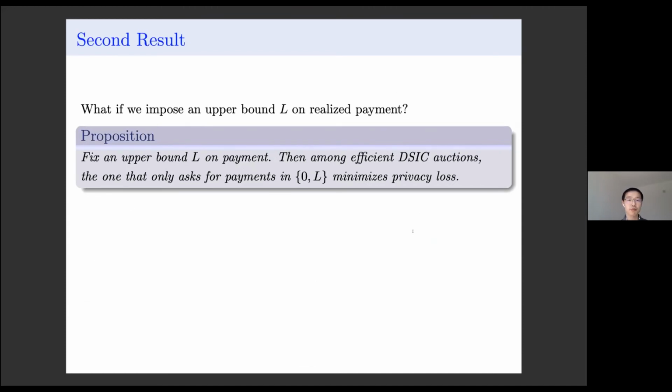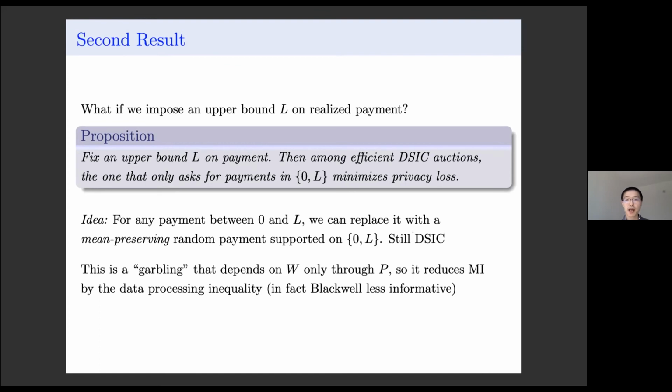Now, naturally, in light of the previous result, we might want to impose an upper bound on the realized payment. It turns out that in this case, the previous construction of randomizing between 0 and the upper bound on payment is the privacy optimal thing to do. And the basic idea here is that any payment between 0 and this upper bound can be replaced with a randomized payment supported on these extremes that preserves the mean. And in this way, we're garbling the payment in a way that doesn't depend on the winner type, which reduces the information revealed.